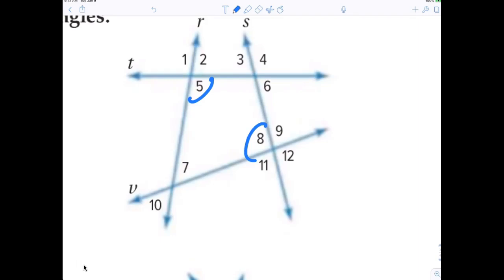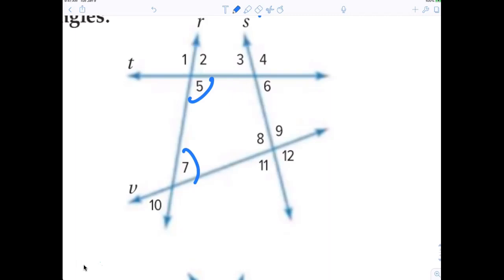Angles. There's not always a relationship. That's what I'm trying to get at. Now they drew it in this particular way to just try to throw you off. There is no relationship between 5 and 8. If I said, what's the relationship between 5 and 7? You could now say those are consecutive interior.